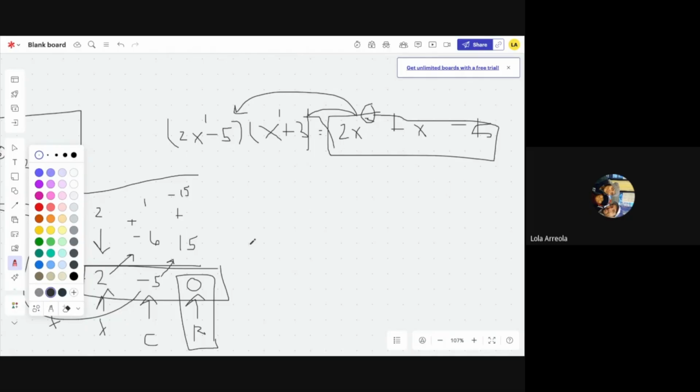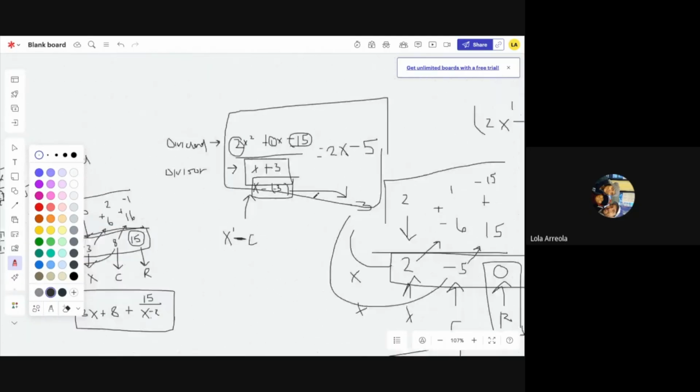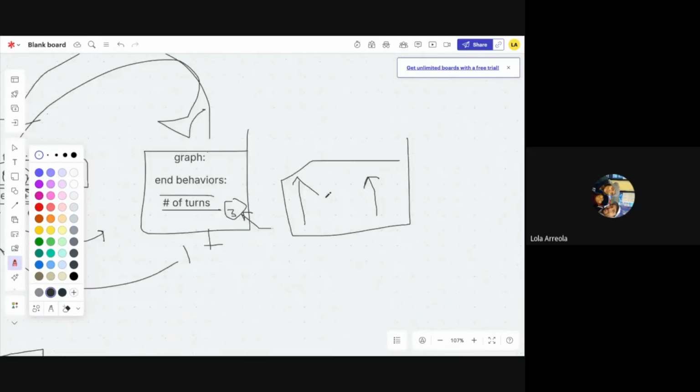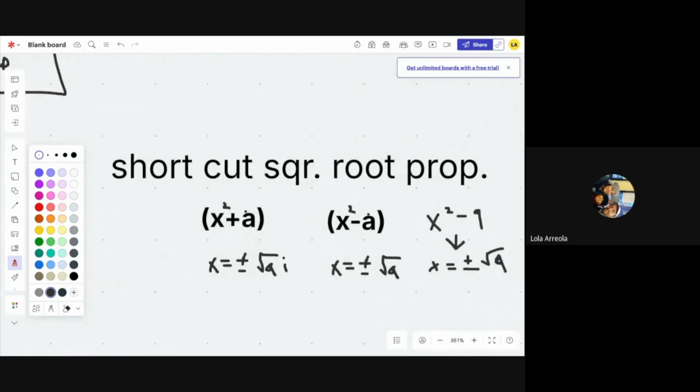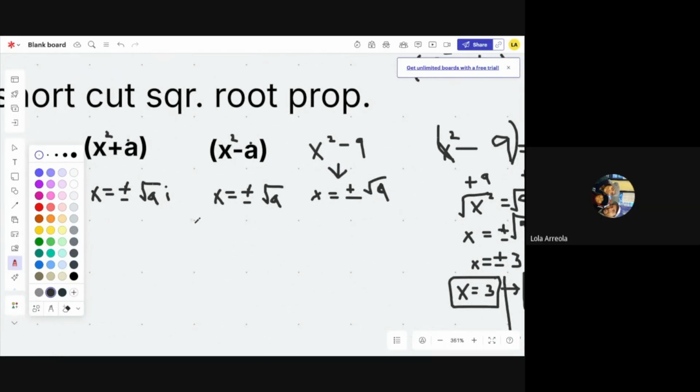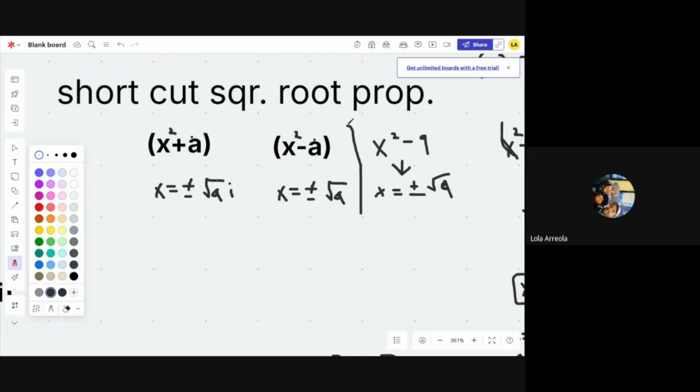Okay, so do you guys see how synthetic division helps me factor or find perfect factors with no remainder? As long as I get no remainder, I have found a perfect factor. All right, so going back to this idea as well. Oh, right here. The shortcut to square root. So I want you guys to really rely on this.